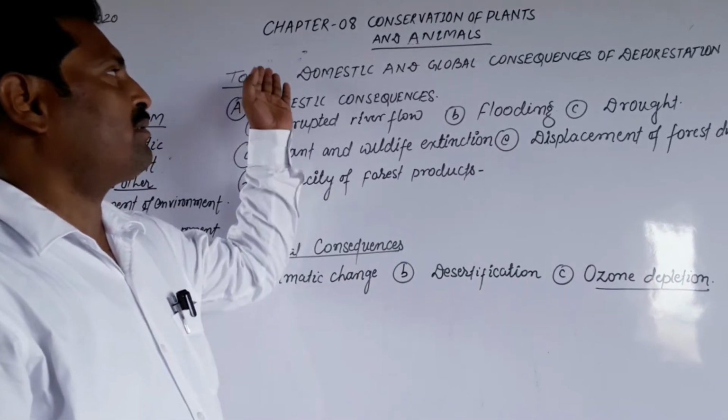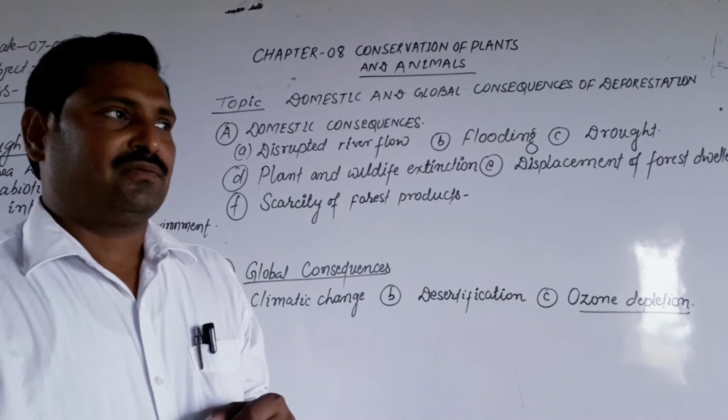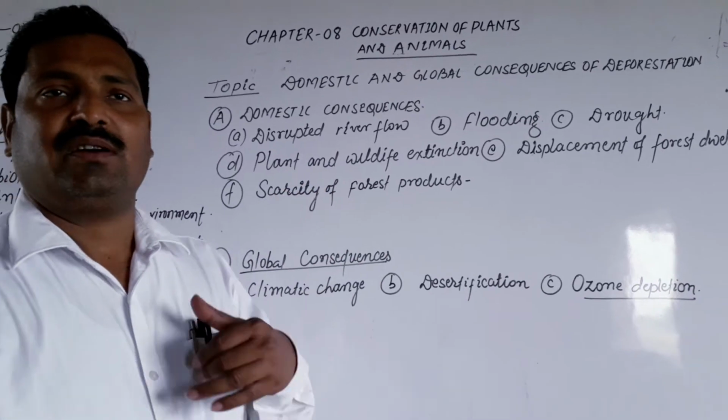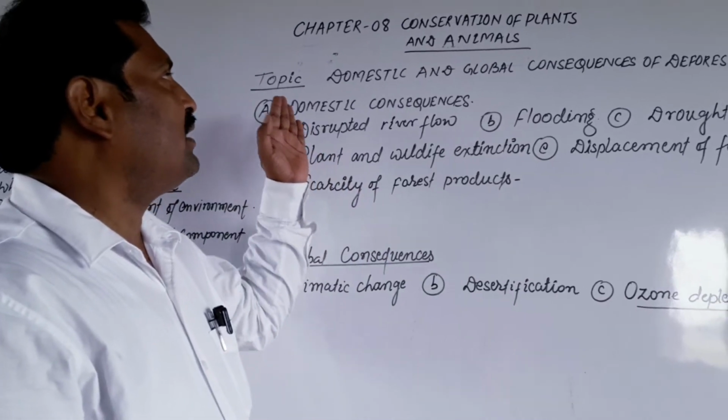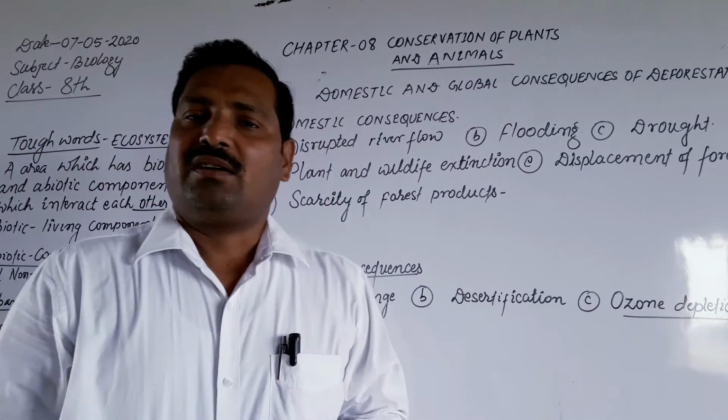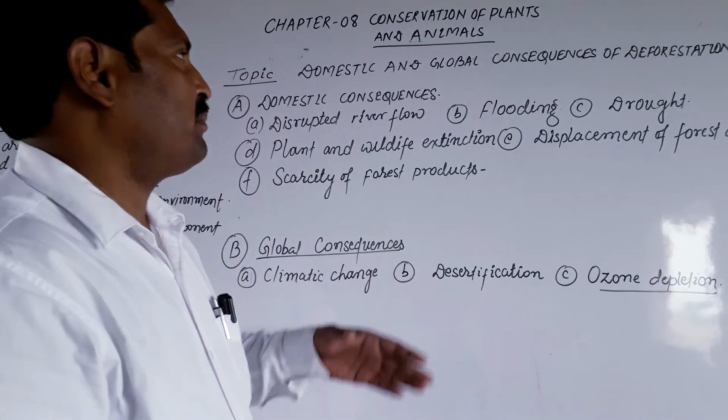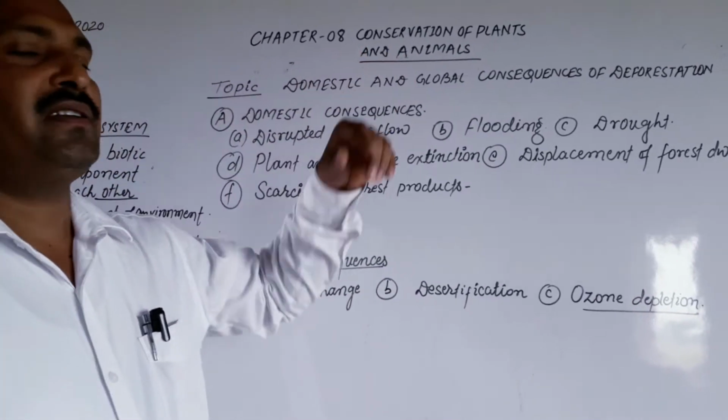Today is chapter number 8. According to our syllabus, we have read the different chapters. Today we have the biology portion, and the chapter number is 8. The name of the chapter is conservation of plants and animals.